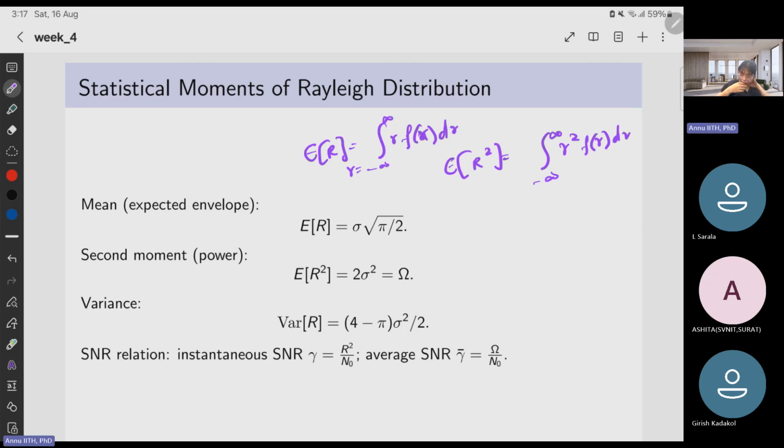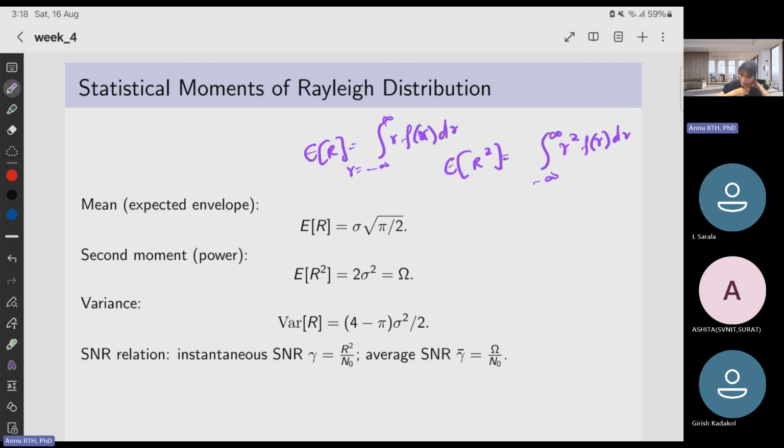So this is what it is. The mean, which is the expected envelope, E of R is equal to sigma root of pi by 2. The second moment, which is power, E of R square is equal to sigma square. The variance, Var of R, is equal to (4 minus pi) sigma square by 2.